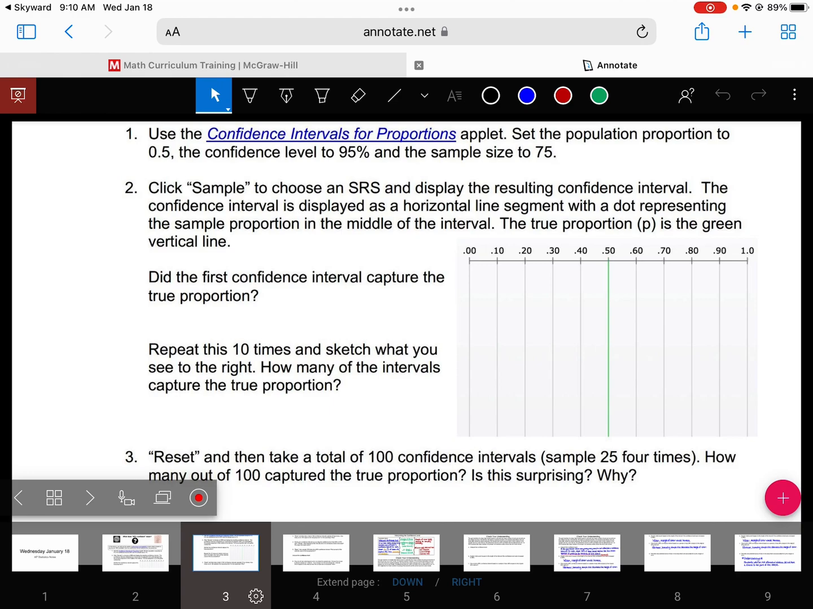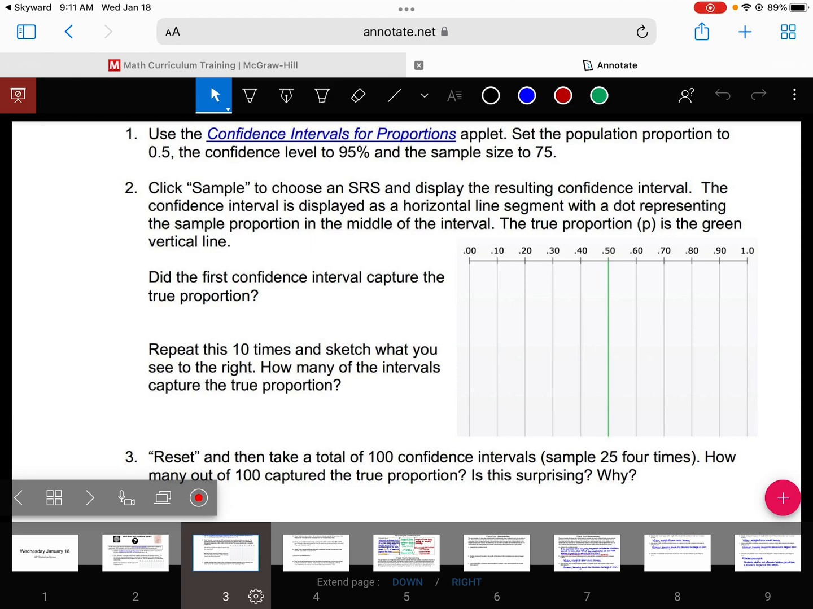Aiden, what did you get? 96 out of 100. Joan, what did you get? 97 out of 100. Cassandra, what did you have? 97 out of 100. Xavier, what did you get? 94 out of 100. Are these results surprising anybody? Not necessarily. What did we set our confidence level at? 95%. All of these numbers are hovering right around what?